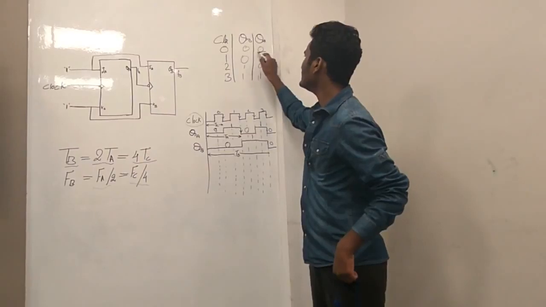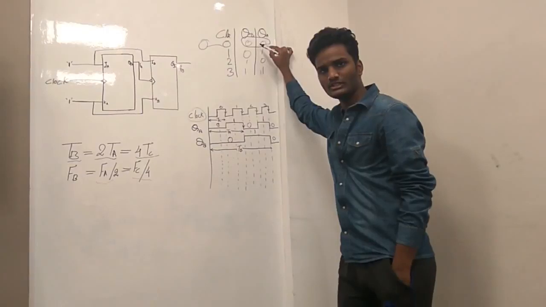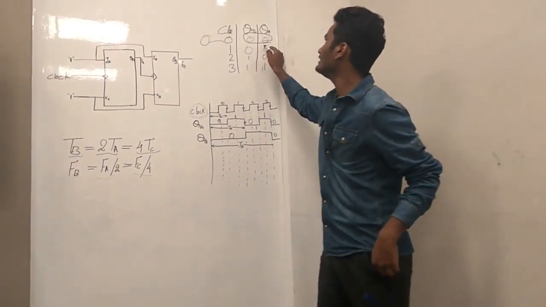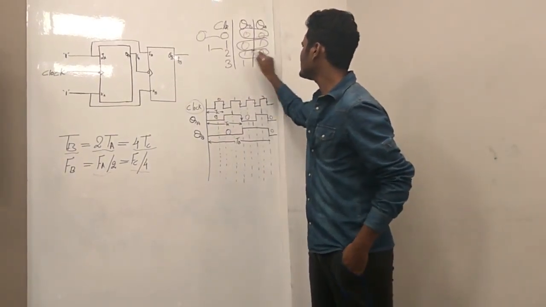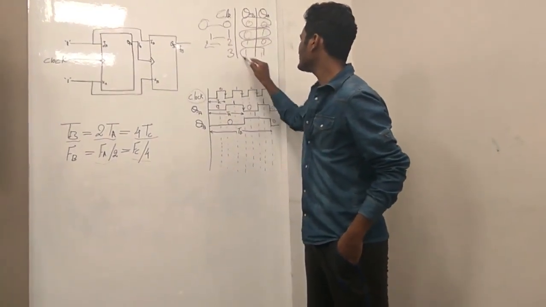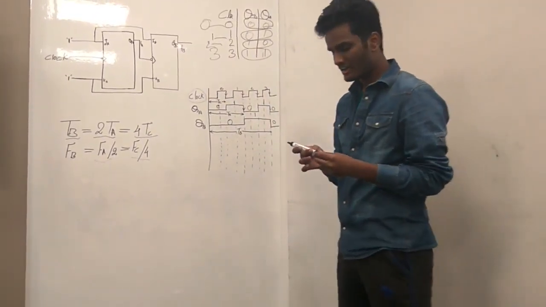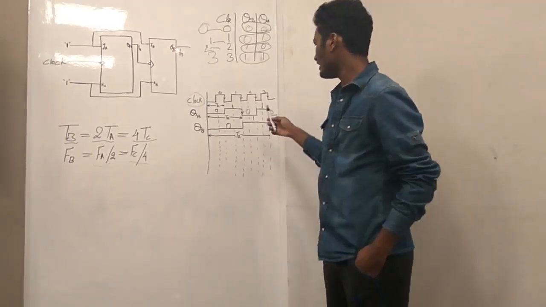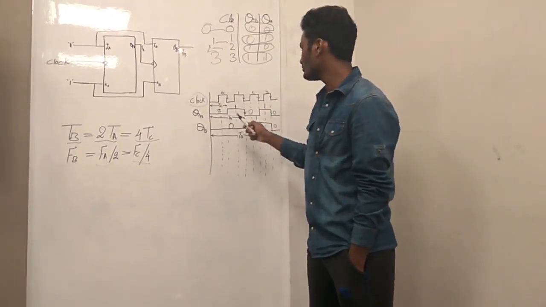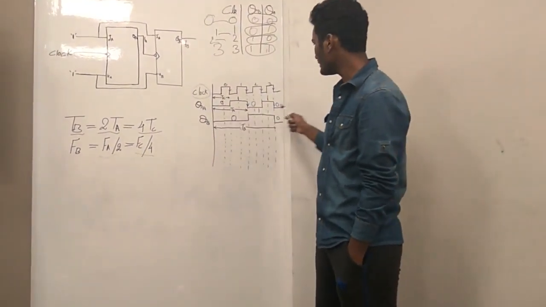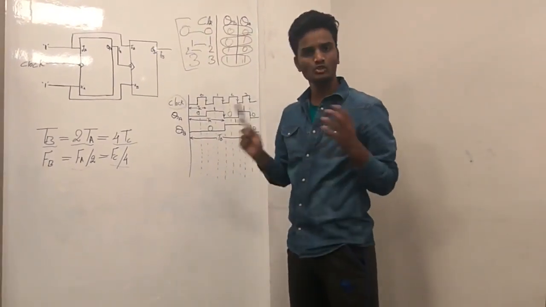So this is the binary number for 0. So this 0 is stored in the counter at this stage, and at this stage the number stored is 1, and at this stage the number stored is 2, and at this stage the number stored is 3. I haven't taken the other cases because after getting 3, the counter again counts 0, and the conditions keep on repeating. The counter counts 0, 1, 2 and 3. So it is a 2-bit counter.